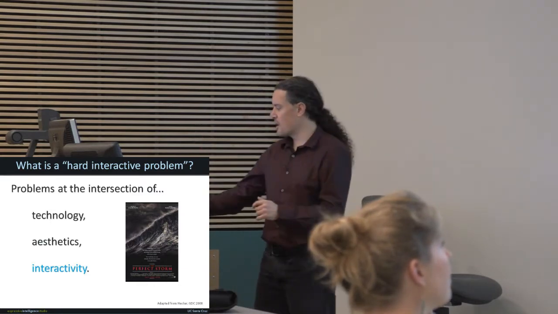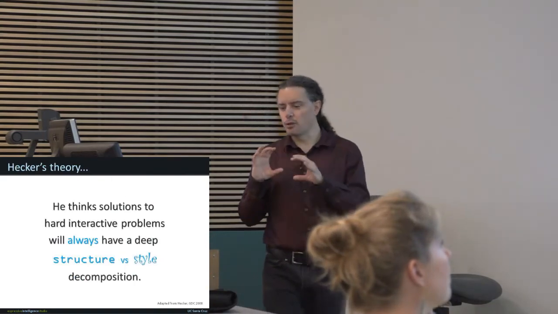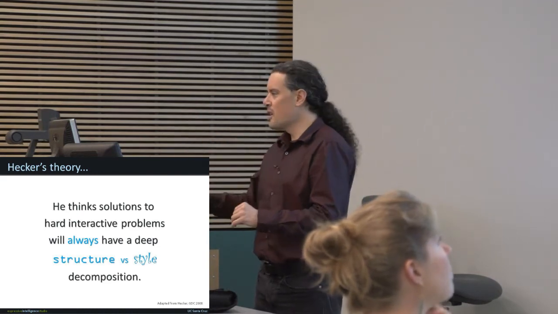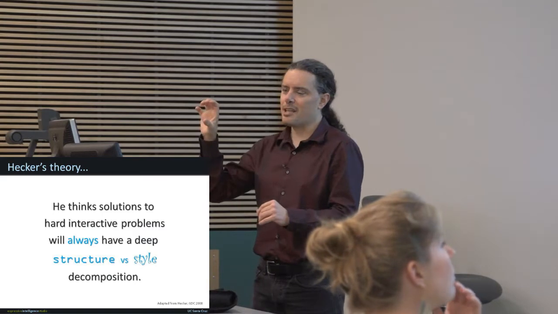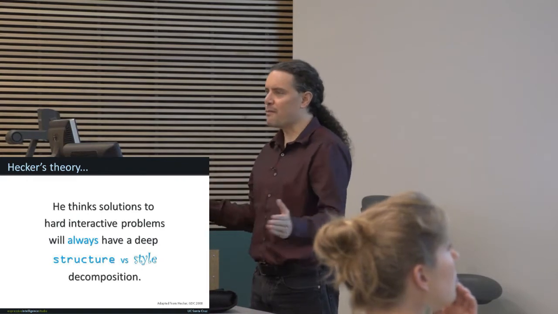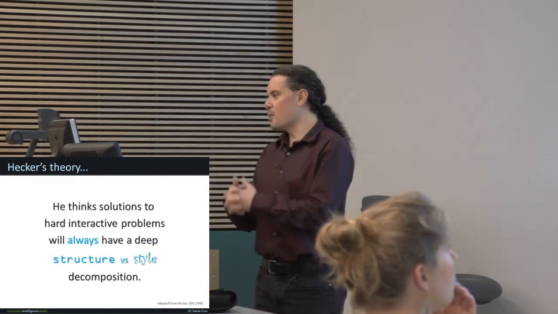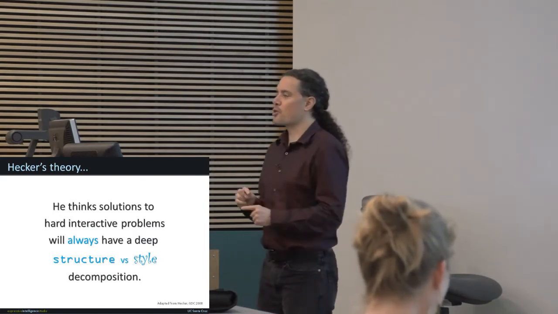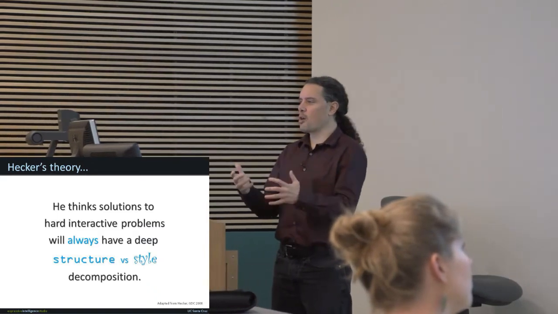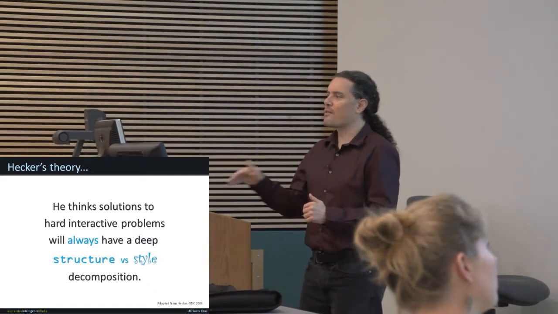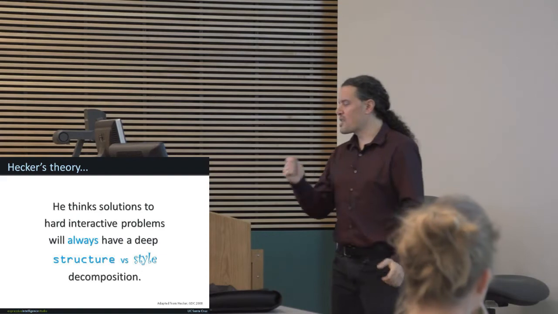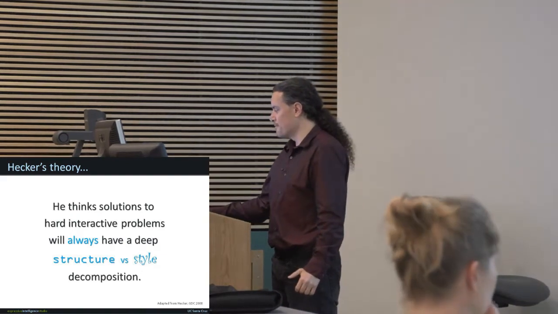And that's why graphics, if we look at the progression of, say, just screenshots of games over the last 10 years, you see this huge progression in visual fidelity and style over those 10 years, right? You see a lot of very visual progress in graphics. And the reason we see that visual progress is because they found their structure style decomposition. It's the texture mapped triangle. And other areas of game technology that haven't found that decomposition, you haven't seen that progress. So he claims that solutions to hard interactive problems will always have a deep structure versus style decomposition.